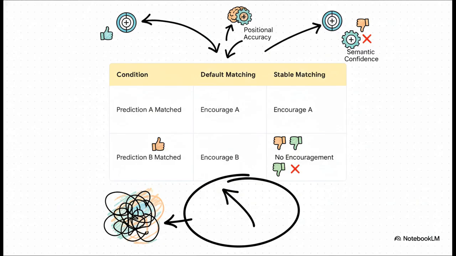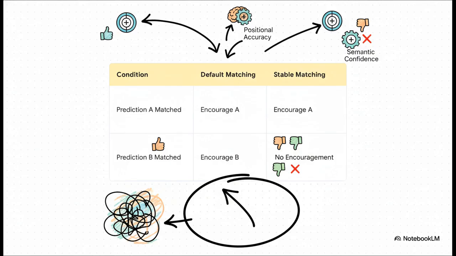And this table just lays out the consequences perfectly. Look at the default matching column. If prediction A gets matched, the model is told, good job, do more of that. But if prediction B gets matched, it's also told, good job, do more of that. See the problem? You've just created two totally separate optimization paths. One path is rewarding good location, the other is rewarding good classification. The one-to-one matching that's core to DETR just makes this conflict worse.